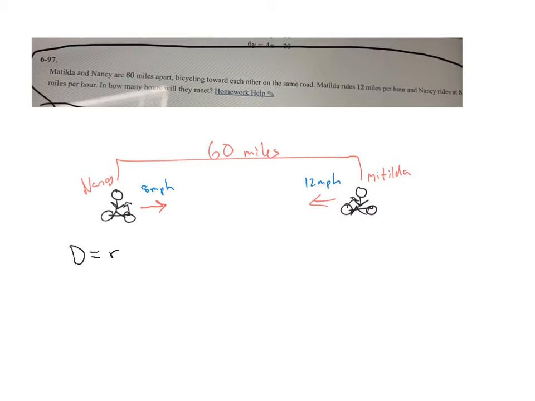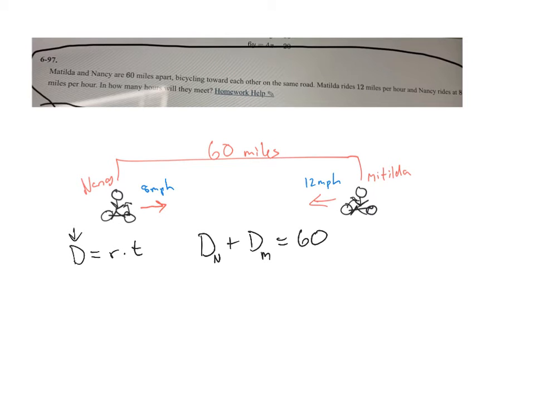So if you remember, there's a formula. Distance equals rate times time. So if you tell me the rate and if you tell me the time, I could give you the distance. All right? So what we're going to do is find the distance that Nancy traveled plus the distance that Matilda traveled, and we know that's going to equal 60 miles. All right, so here we go.